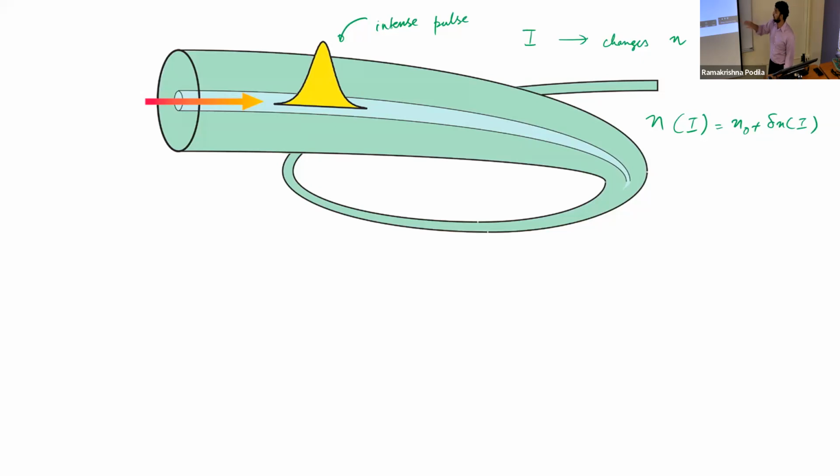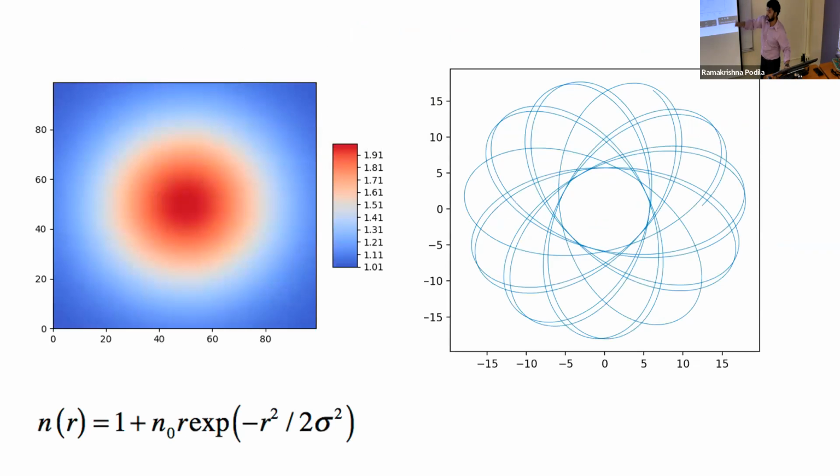And you shoot it through. As this pulse has a shape, I can create a Gaussian shape distribution with this pulse. As this pulse is moving along, wherever this pulse is, the intensity of light is there. So the refractive index would change according to the intensity profile of that pulse. Then I can create something like what we saw on the previous slide, a refractive index profile like that.